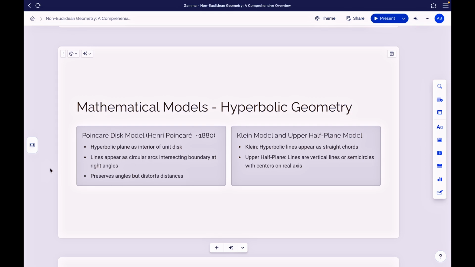Now the second two are the Klein model and the upper half plane model. In the Klein model, hyperbolic lines appear as straight chords, basically making it look very similar to Euclidean geometry. And in the upper half plane, lines are vertical lines or semicircles with centers on the real axis. So that means that imaginary numbers are also used in the treatment of non-Euclidean geometry. I told you in some of my last videos, everything is connected, even though you might not realize it.